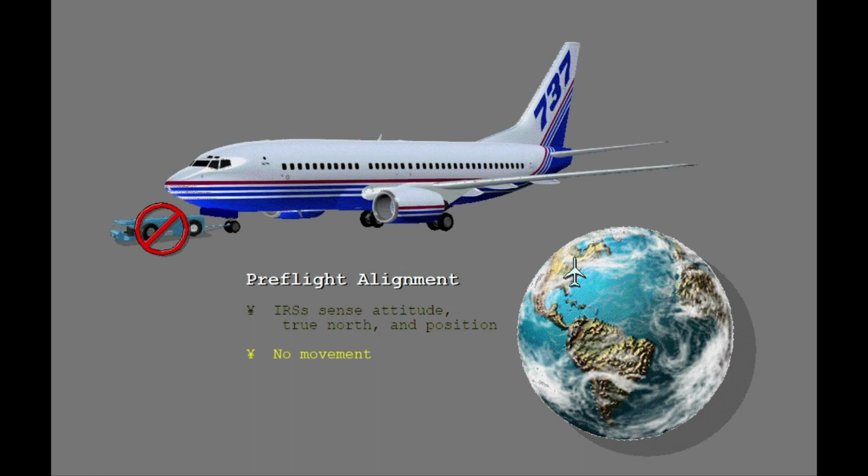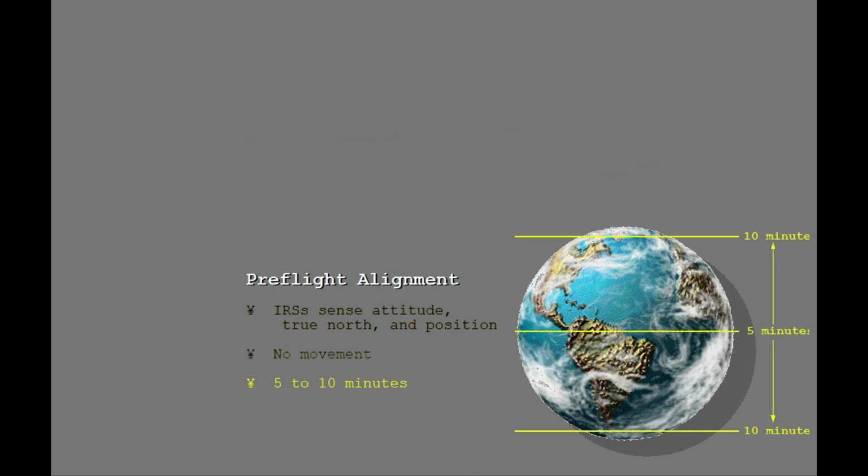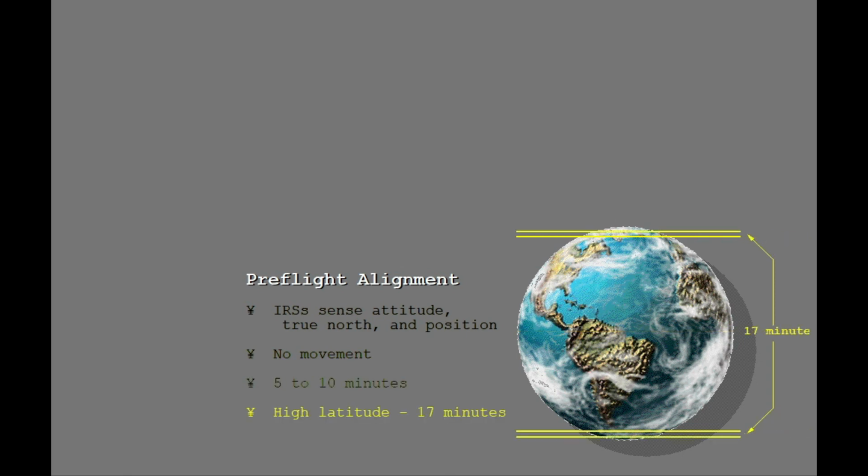To make sure that Earth's rotation is the only movement sensed by the IRSs, the airplane must not move during alignment. Alignment time is between 5 and 10 minutes. It is 5 minutes at the equator and 10 minutes at 70 degrees latitude. At high latitudes between 70 degrees and 78 degrees, alignment time is 17 minutes.